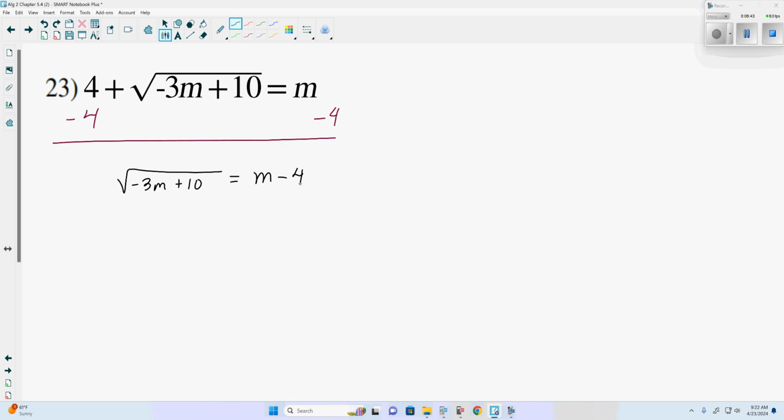Is the radical by itself now? Yeah. So now at this point we can put both sides to the nth power, and our nth power in this case would be 2, because we're dealing with the square root, we're going to square both sides. Now the left-hand side is nice this time. The square root and square would cancel, leaving us with negative 3m plus 10. Now our m minus 4 squared, it's sometimes helpful again to rewrite it out as m minus 4 times m minus 4.